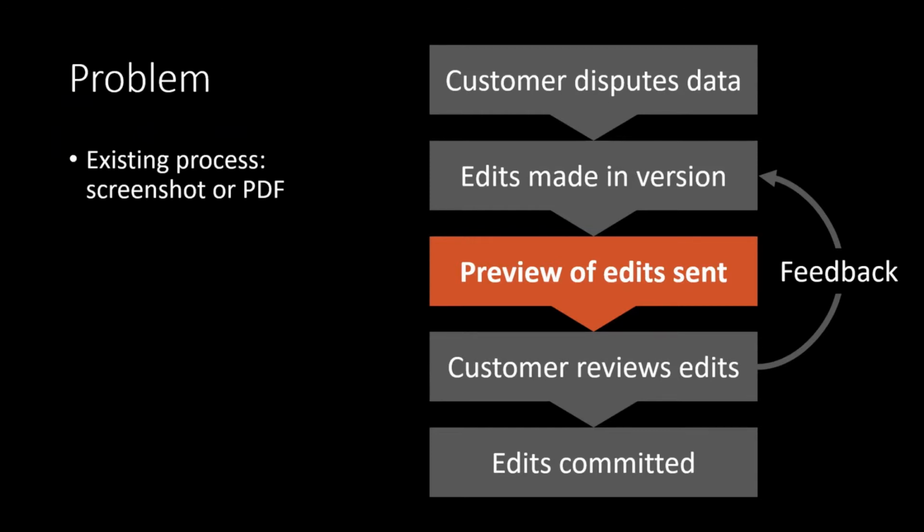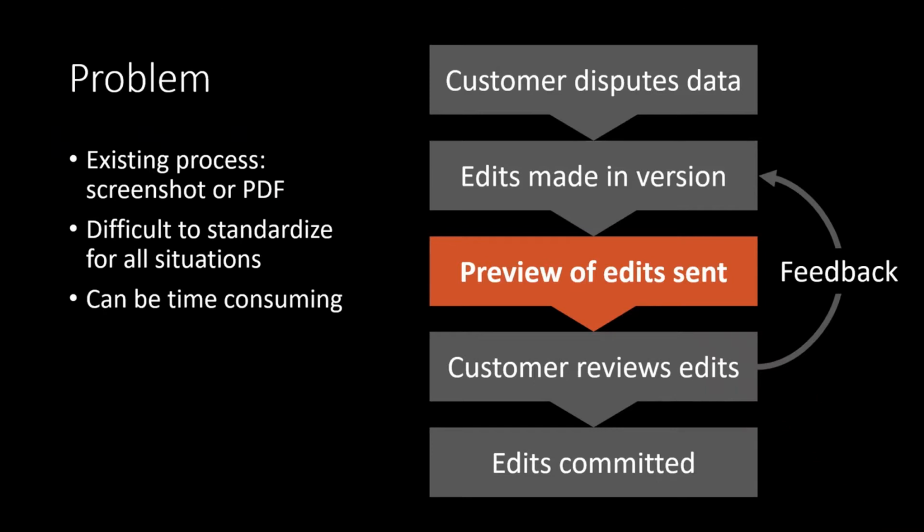The shortcoming of our process has been generating a preview of the edits in an uncommitted version. Our existing process has been to either take screenshots of the GIS application showing the edits, or for more complicated edits, export a static PDF. Both approaches have clear shortcomings. It's difficult to make a standardized static product that works for all situations, and therefore it can be time-consuming to create, describe, and descriptively map these edits. Screenshots and PDFs both require some amount of written interpretation for the customer to understand the graphic. And neither screenshots nor PDFs are easily made interactive, with functionality like panning, zooming, and measuring features.